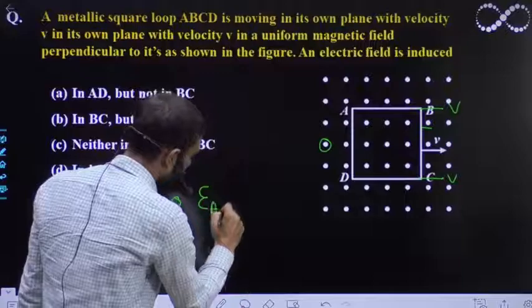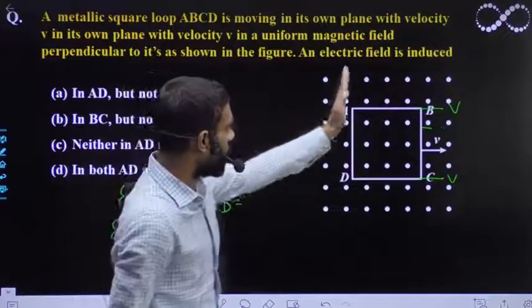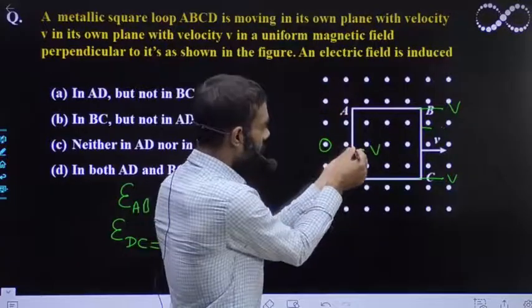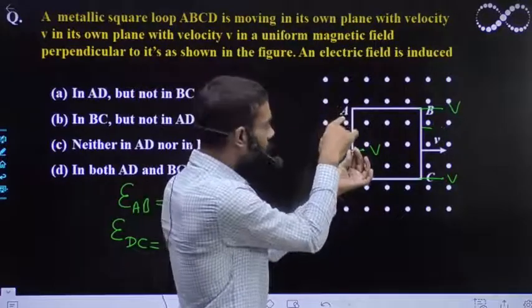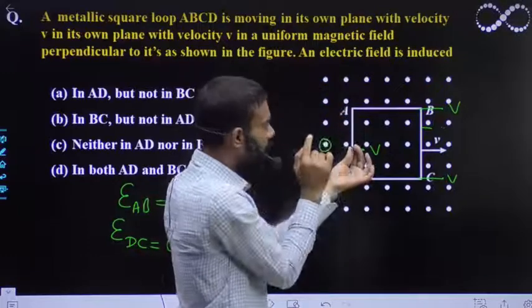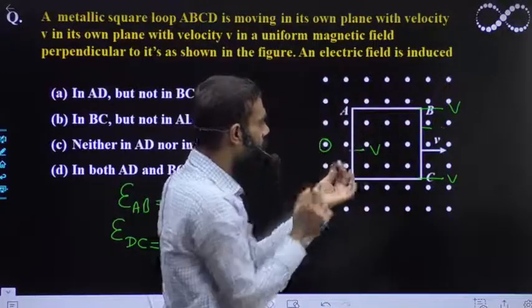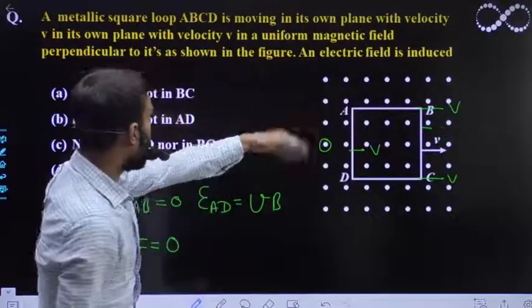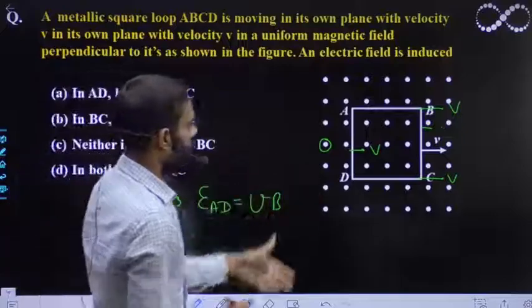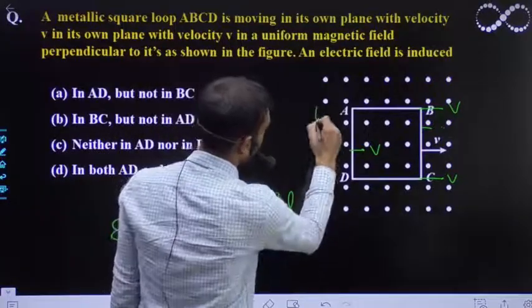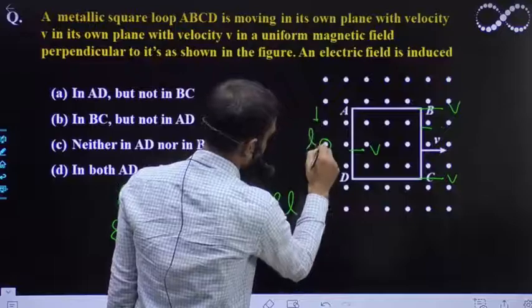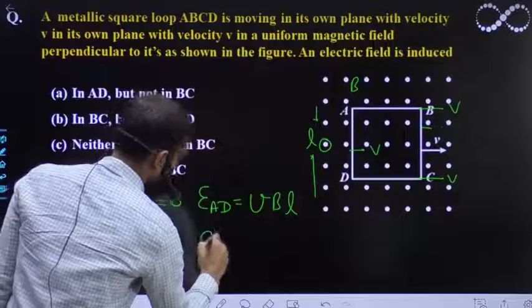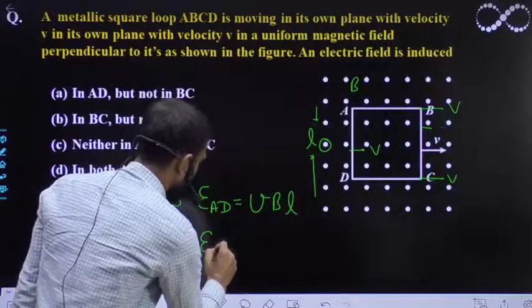EMF across AD. Okay. Here you can see the length is like this, the velocity is like this, and the field is like this. So all are mutually perpendicular. So you will get the motional EMF here in this case, and that will be VBL. So that will be VB, and the length of AD, let us assume it is L. So this will become L, right? If I call this length as L here, and the magnetic field I am calling as B. So VBL.